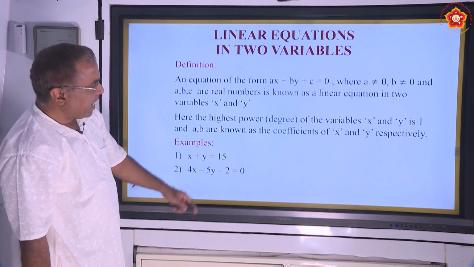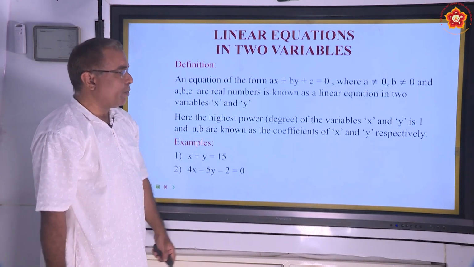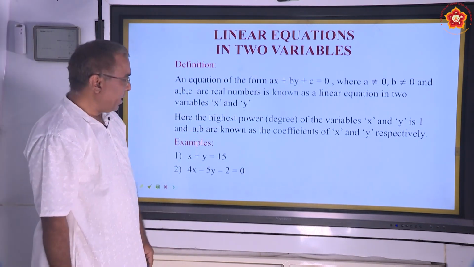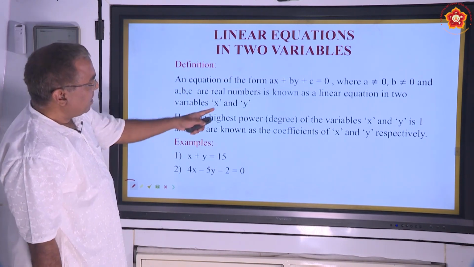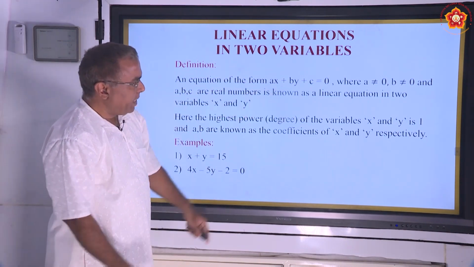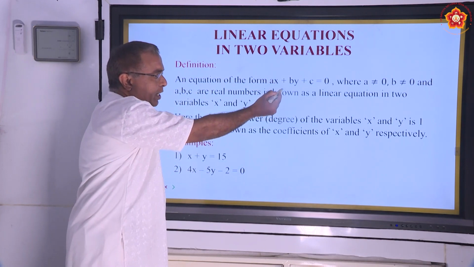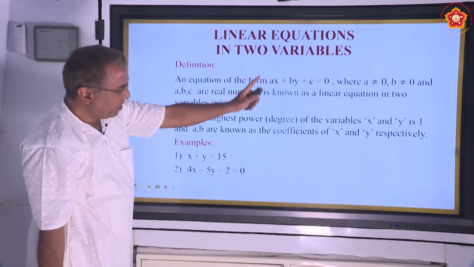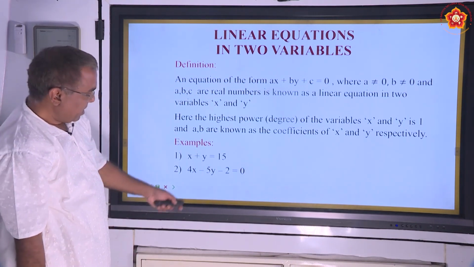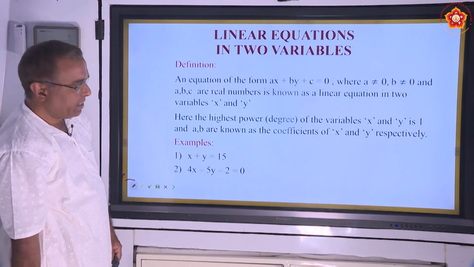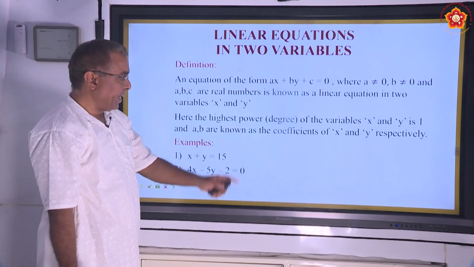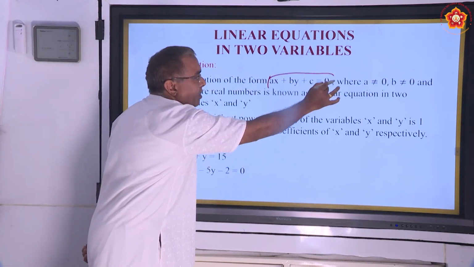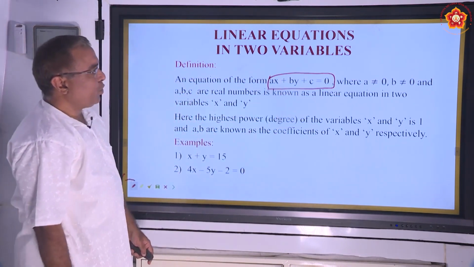So, here again the highest power of the variables x and y, as you can observe, highest power means what? The degree, that is going to be 1. And a, b, what are a and b? a is the coefficient of x and b is the coefficient of y, and c is of course a constant term. I have given some examples for your understanding. x plus y equals 15. So, is this in the standard form? This is the standard form of a linear equation in two variables.